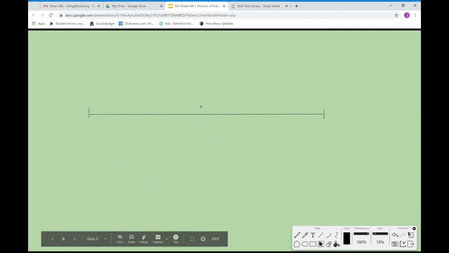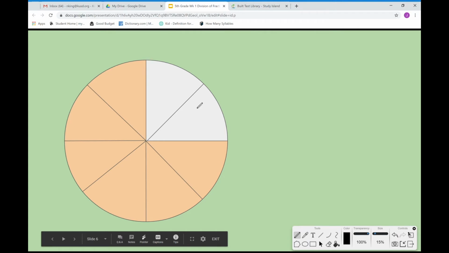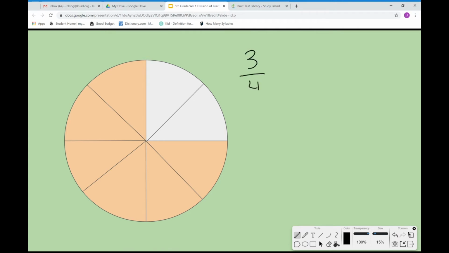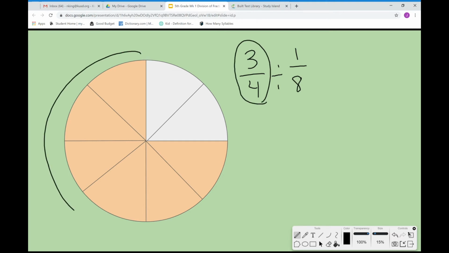Let's look at one more example. Let's do 3/4 divided by 1/8. Again, we need to start with our dividend, which in this question is 3/4. 3/4 of a circle is shaded in. The same shape is divided into 8 equal parts so that each of the 8 sections is represented.